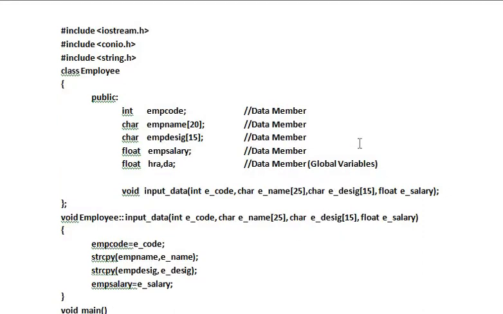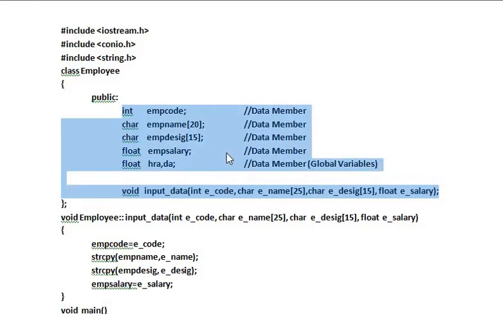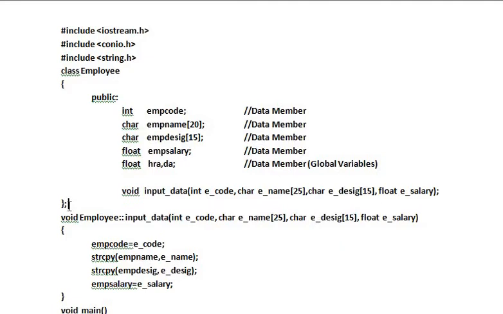Now here is a sample program. You are going to find this program under the section pass by reference in your book. This program consists of a class identified by the name employee. These are the data members declared as public, and this is the member function input_data, which is also declared as public. So these members can be easily accessed from outside of this class. The class body ends here with a semicolon.